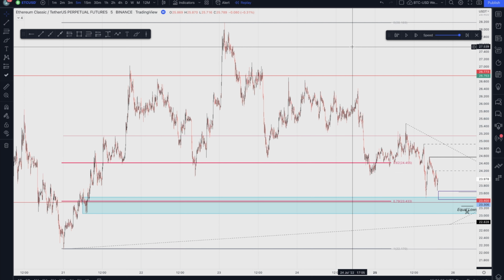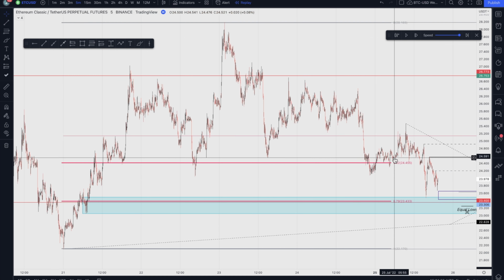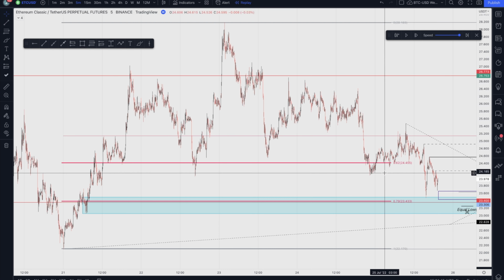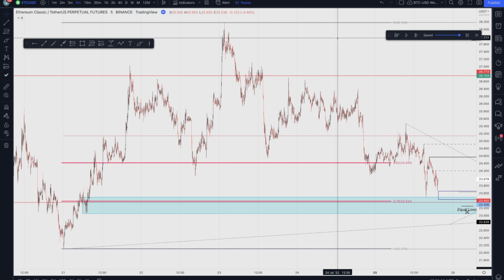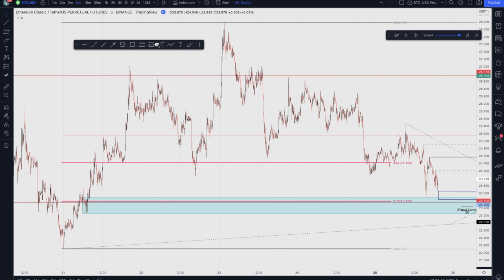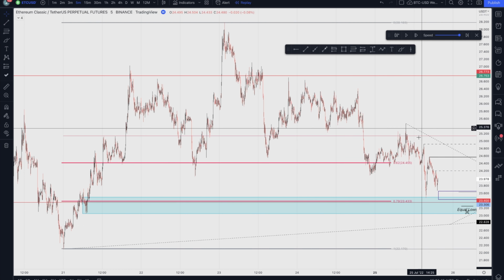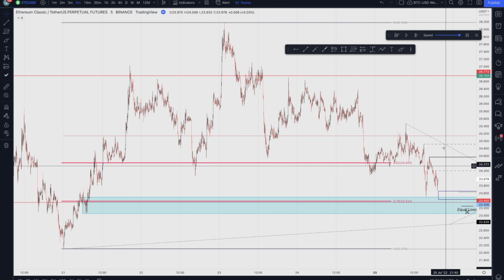Okay, so how is this going to help me? This will help me in two ways, right? The first one is by letting me understand where the OTE setup is, right? So the OTE setup lies between the 62 and 79, right? That's your ICT OTE setup. If you want to look for longs, you want to be looking for longs somewhere around here.